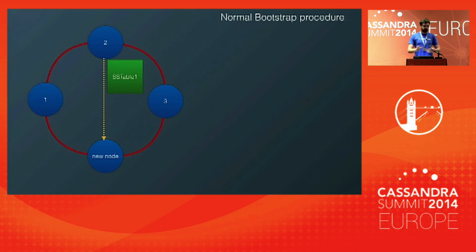So I guess I'll illustrate the process a little bit. This is what normal Bootstrap looks like. You've got the new node down the bottom. It receives SS table 1 from it. As the Bootstrap operation continues, it does this from all the nodes within the cluster. So as you can see, it's taking up the bandwidth and the I/O availability of the existing cluster.